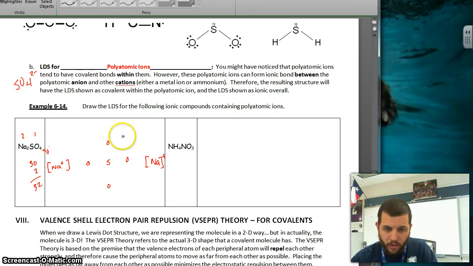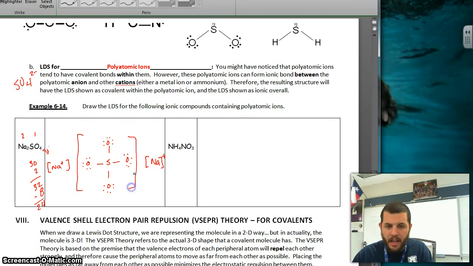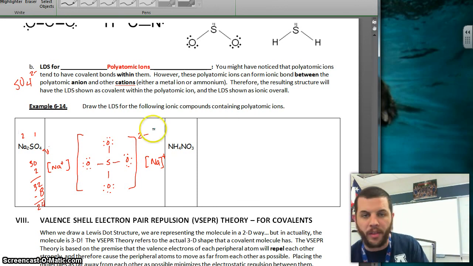How about 1, 2, 3, 4, 5, 6, 7, 8. Sulfur's happy. 32 minus 8 is 24. I've got 24 electrons left to play with. So I've got 1, 2, 3, 4, 5, 6, 7, 8, 9, 10, 11, 12, 13, 14, 15, 16, 17, 18, 19, 20, 21, 22, 23, 24. We got so lucky. Now I'm going to put this bad boy into brackets, put its charge on it, and hallelujah, we got it.